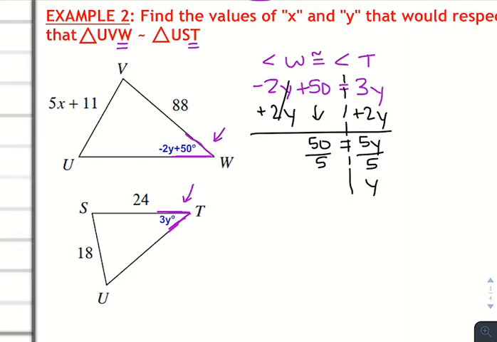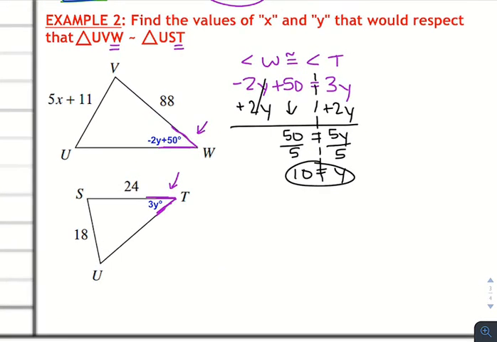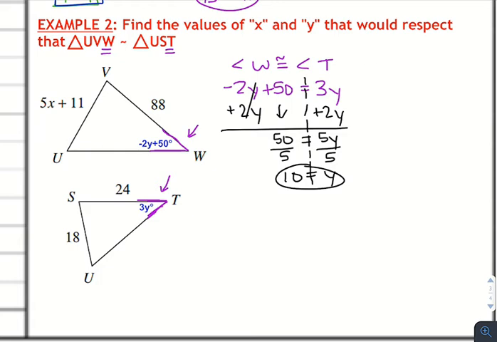Doing a quick check here, we have negative 2 times 10 plus 50. And we're checking that against 3y, which I don't think we have to do anything special there. That's just going to be 30, right? And so we have negative 2 times 10 here, which is negative 20, plus 50 is 30, and that's going to be the same as 30 that we get for that angle, so we're good.